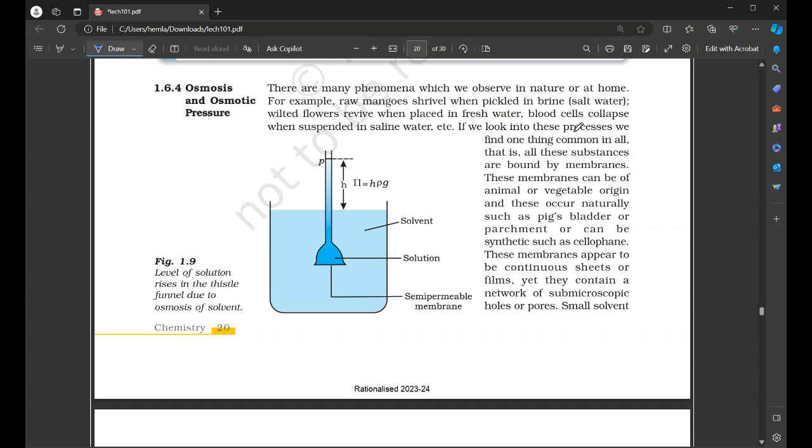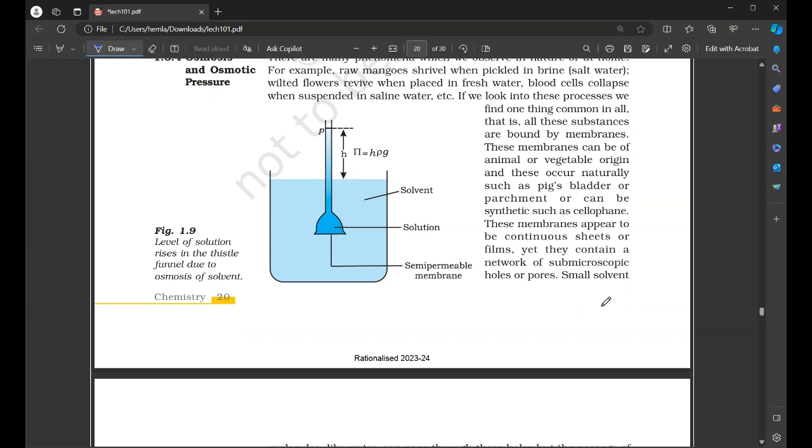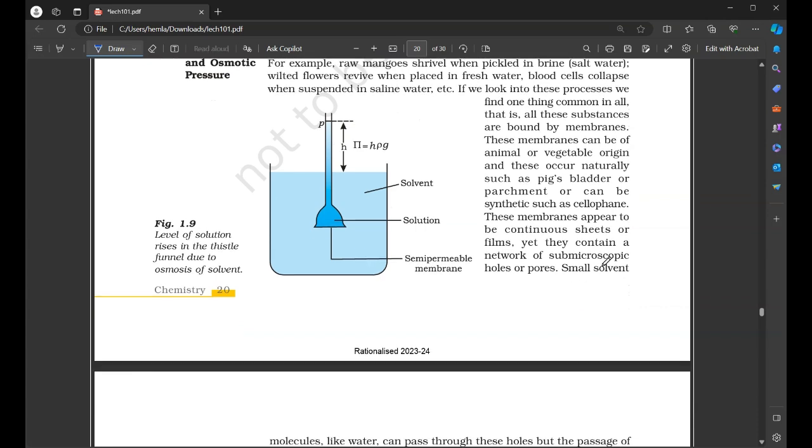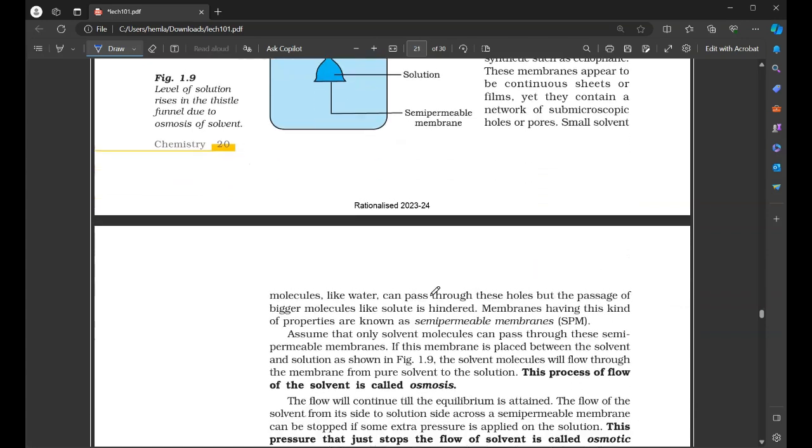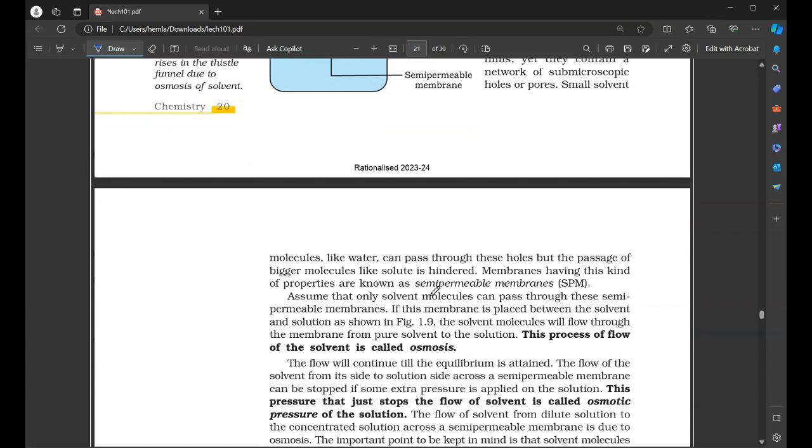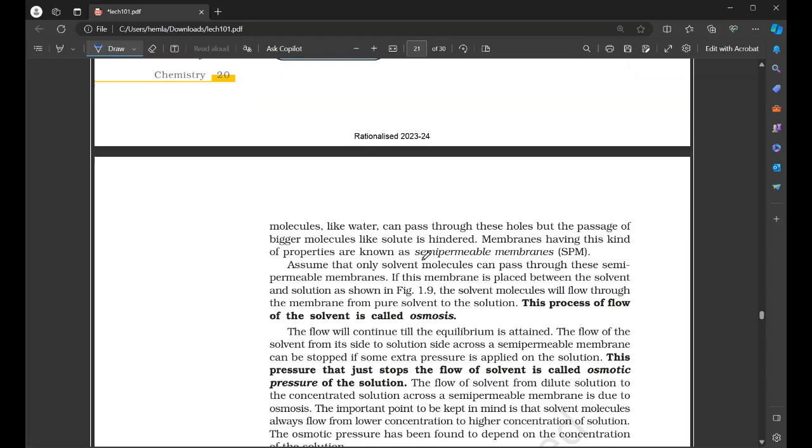If we look into these processes, we find one thing common in all, that is all substances are bound by membranes. These membranes can be of animal or vegetable origin, and these occur naturally, such as pig's bladder or parchment, or can be synthetic, such as cellophane. These membranes appear to be continuous sheets of films, yet they contain a network of submicroscopic holes or pores. Small solvent molecules like water can pass through these holes, but the passage of bigger molecules like solute is hindered.